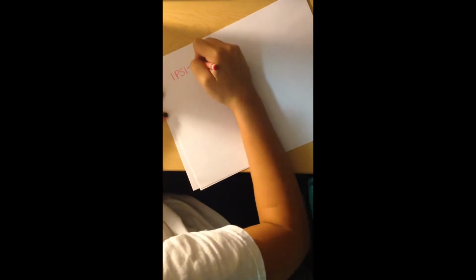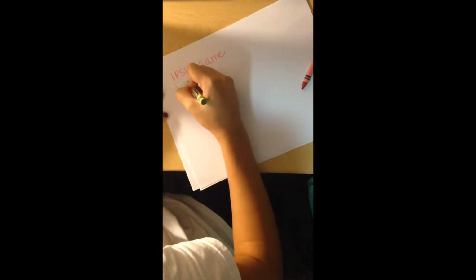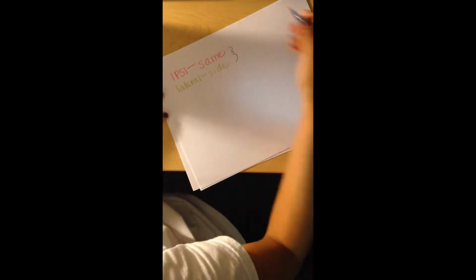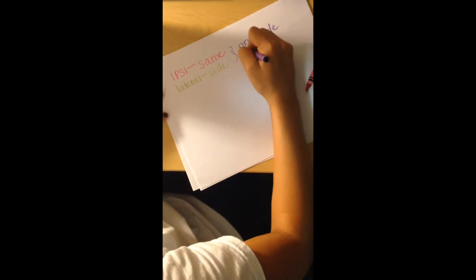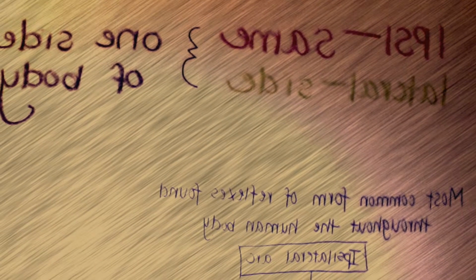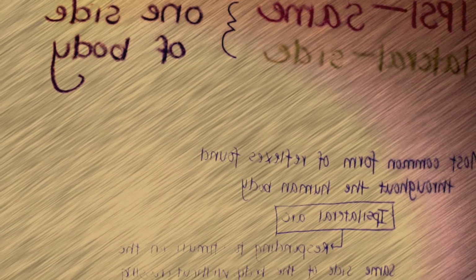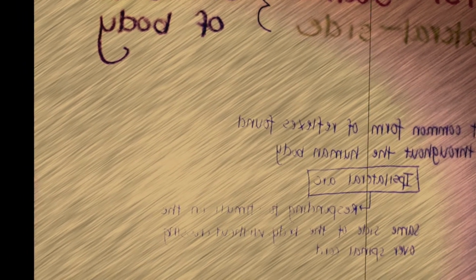These stretch, tendon, and withdrawal reflexes involve ipsilateral reflex arcs, ipsi meaning the same and lateral meaning side. The sensory stimulus and the motor response occur on the same side of the body, which is the most common form of reflexes in the entire human body.